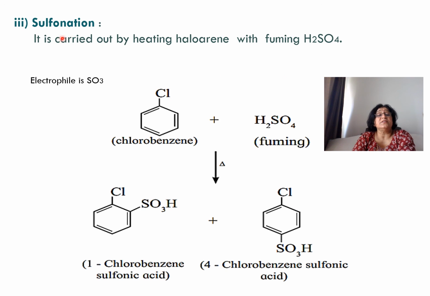The reaction with nitric acid happens in the presence of concentrated sulfuric acid and heat. And the next reaction is the sulfonation reaction. Here the reaction happens between haloarene and fuming sulfuric acid. This sulfuric acid provides the electrophile SO3H+. Okay. Then chlorobenzene, when reacted with H2SO4 and heat, gives you 1-chlorobenzene sulfonic acid and 4-chlorobenzene sulfonic acid. So orthochlorobenzene sulfonic acid and parachlorobenzene sulfonic acid. Right? Clear?